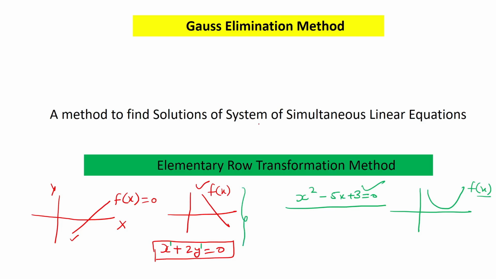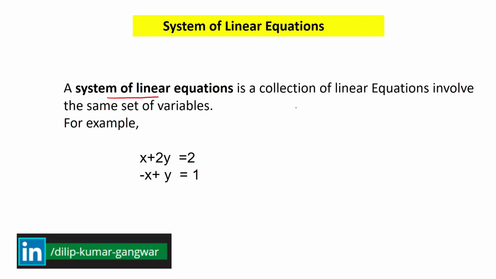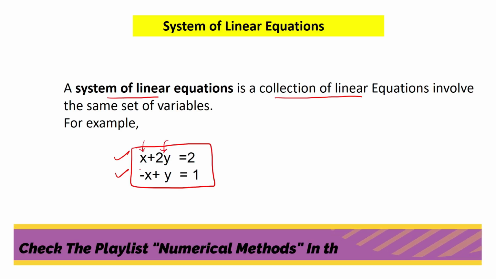Now the next question is, what does a system of simultaneous linear equations mean? When we say system of linear equations, it means a collection of many linear equations. For example, here we have these two linear equations. This collection of two linear equations forms a system of linear equations, or you can say a group of linear equations. Both these equations have the same set of variables. For example, this has x and y, and the second equation also has x and y.